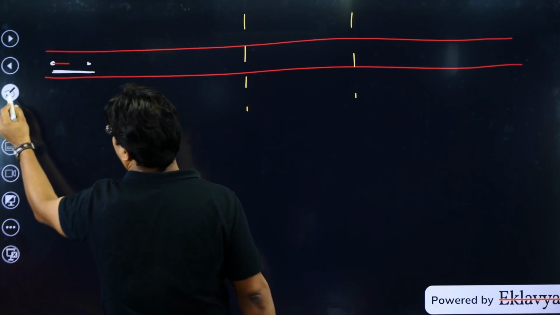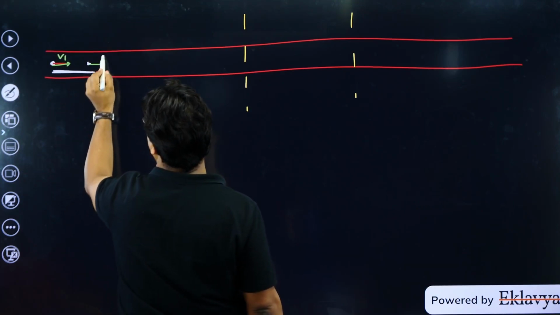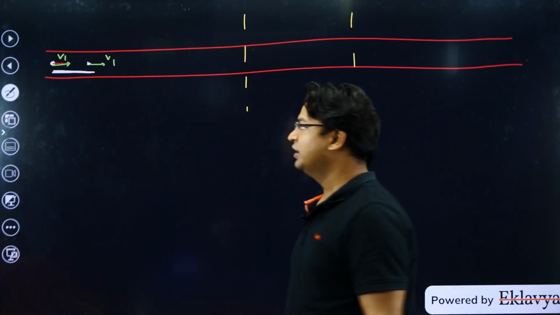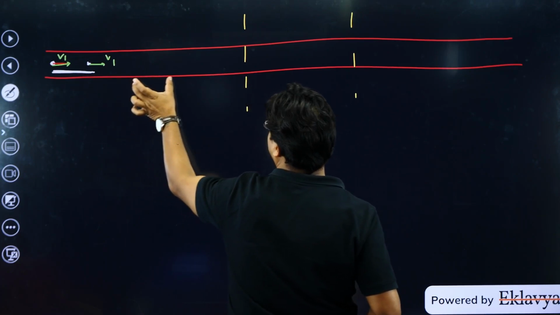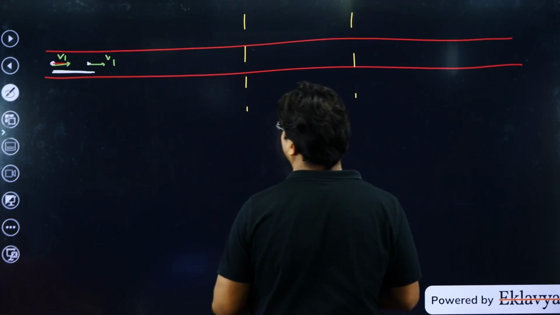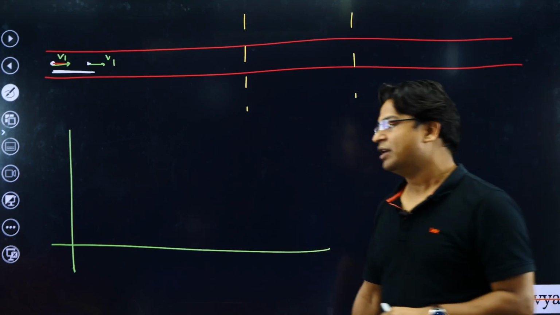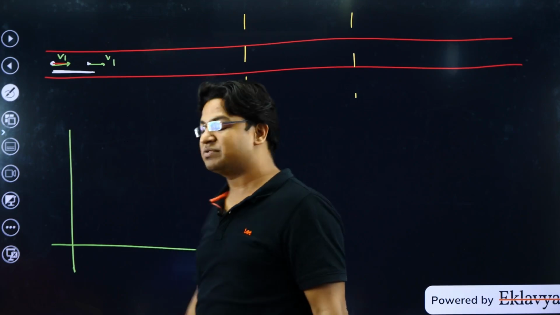This car is going with a speed of v1, this car is also going with a speed of v1. So the separation between them will be maintained. Okay, so we can imagine that this separation will be maintained till this point. Let us try to draw the graph and then compare with the given graph. I think that will give us more insight.